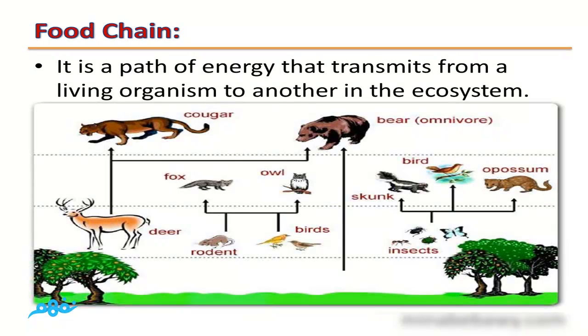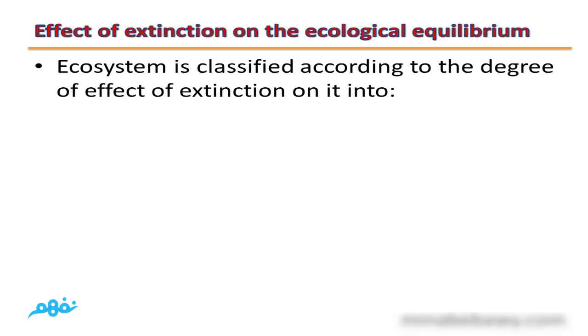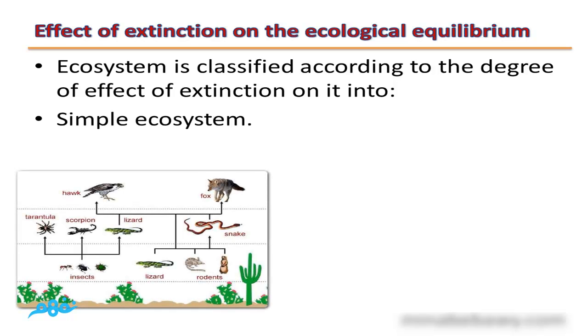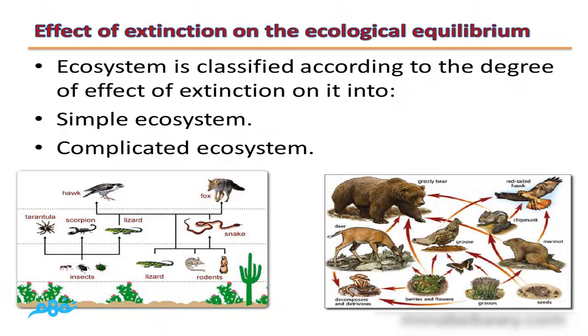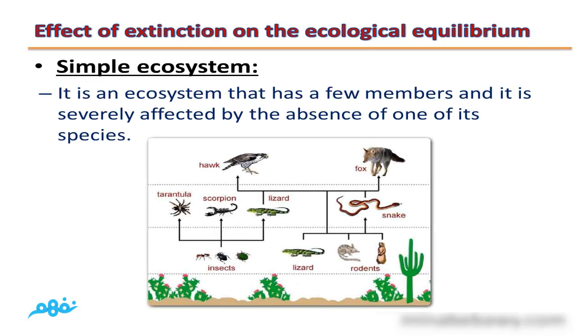Food chain: it is a path of energy that transmits from a living organism to another in the ecosystem. Effect of extinction on the ecological equilibrium. Ecosystem is classified according to the degree of effect of extinction on it into: number 1, simple ecosystem; number 2, complicated ecosystem. Simple ecosystem: it is an ecosystem that has a few members and it is severely affected by the absence of one of its species.